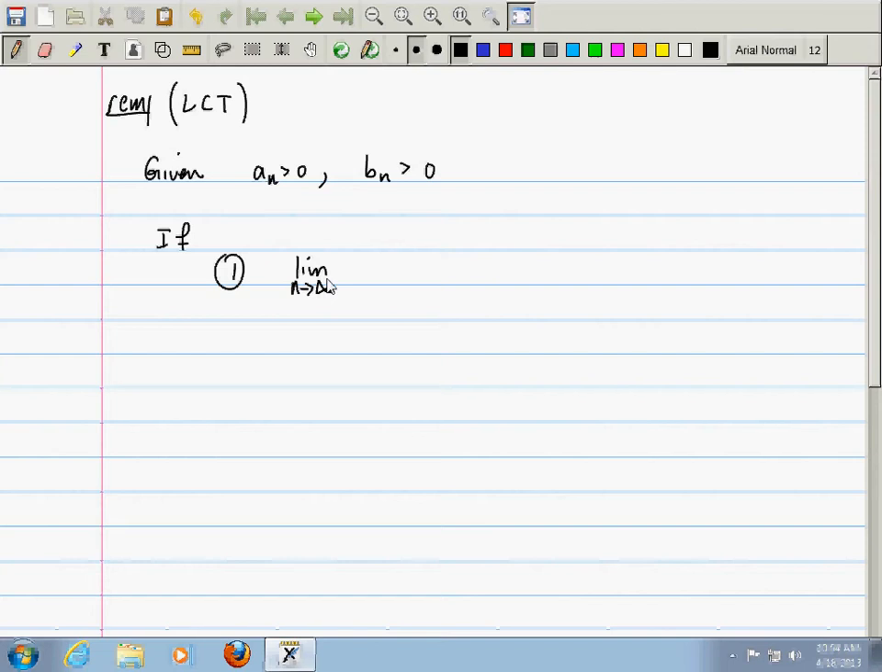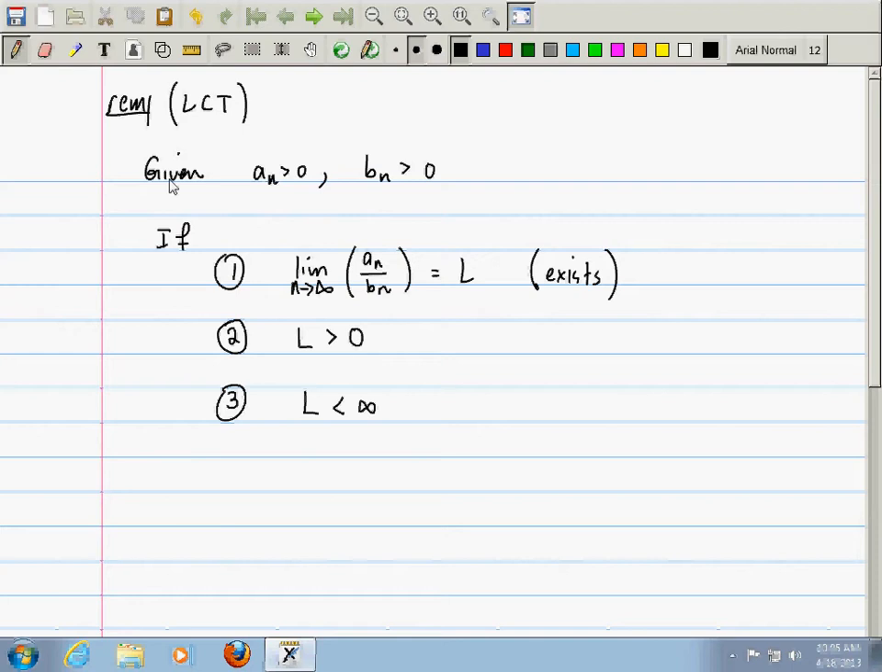Okay, so then if these three conditions hold. One, the limit as n goes to infinity of a_n over b_n is L. That is to say that the limit exists. And two, L is positive. And three, L is finite.